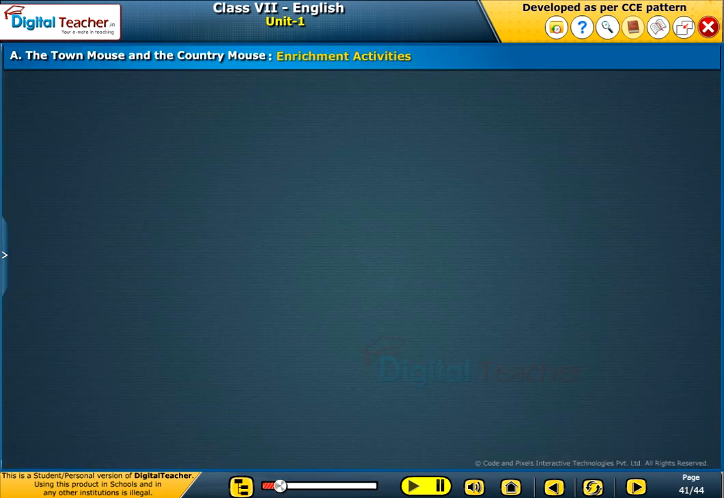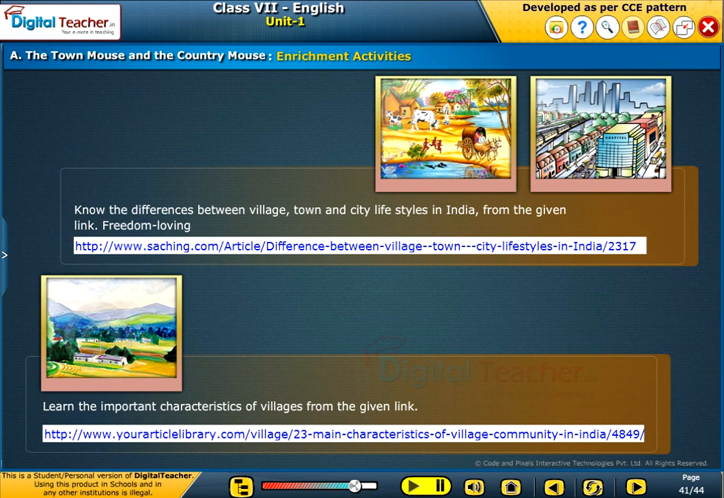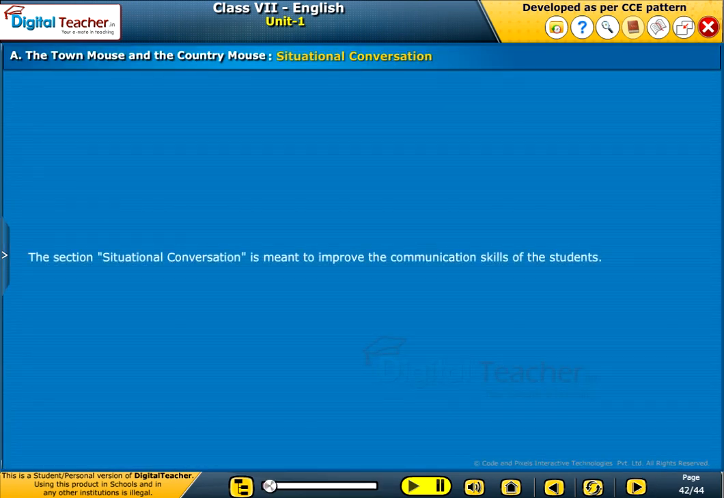Enrichment activities. Know the differences between village, town and city lifestyles in India from the given link. Freedom loving. Learn the characteristics of villages from the given link. Situational conversation. The section Situational Conversation is meant to improve the communication skills of the students. In this section, we will observe how to communicate over the phone.